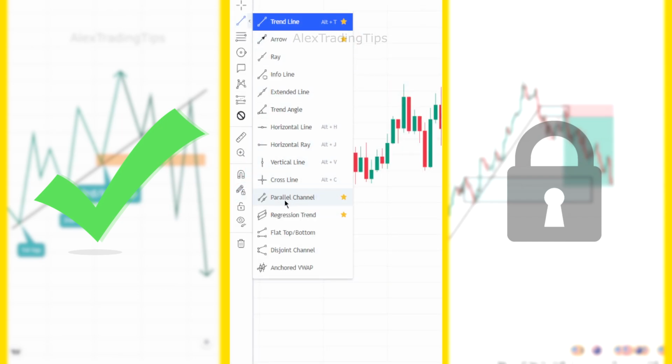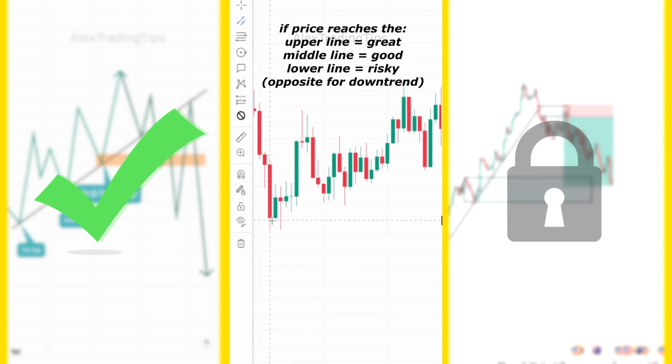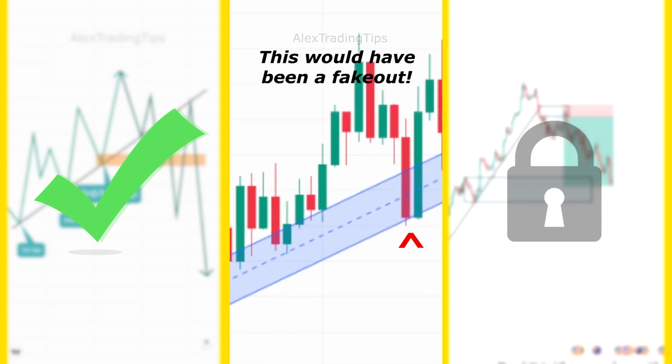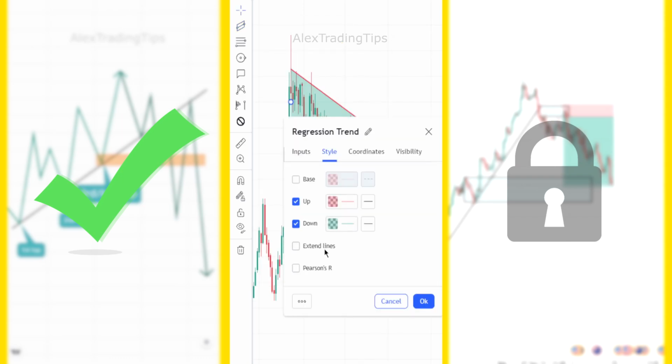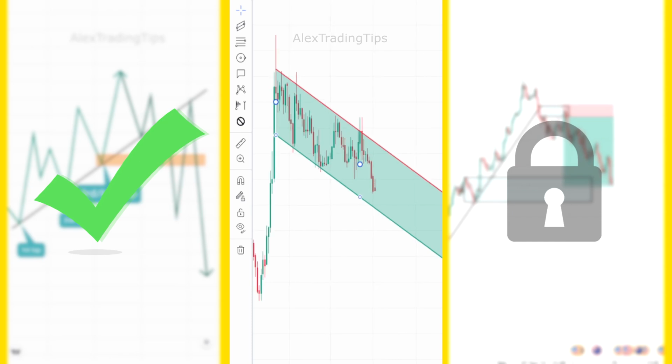So I suggest you use the parallel channel tool instead and try including the wicks too. This way you can reduce fake out chances. And then for the subjectivity, how about using the regression trend tool? It's automatic, so everyone should have a similar trend line now.